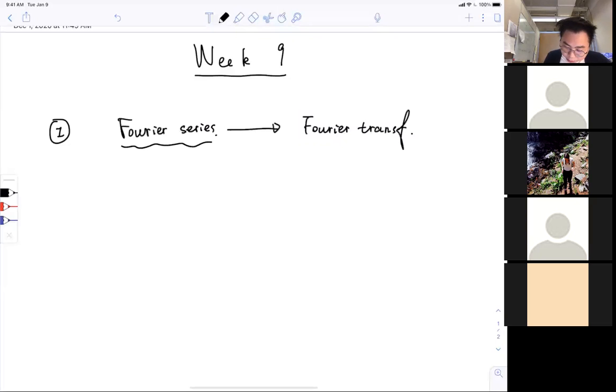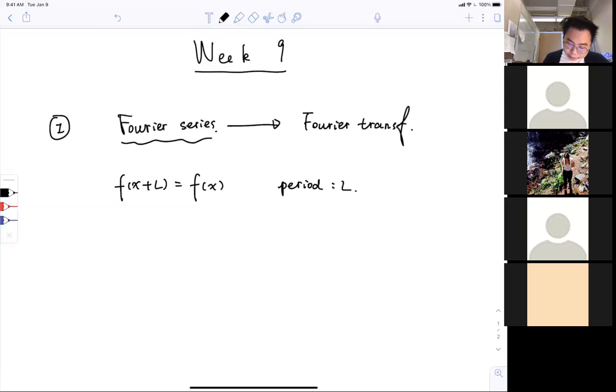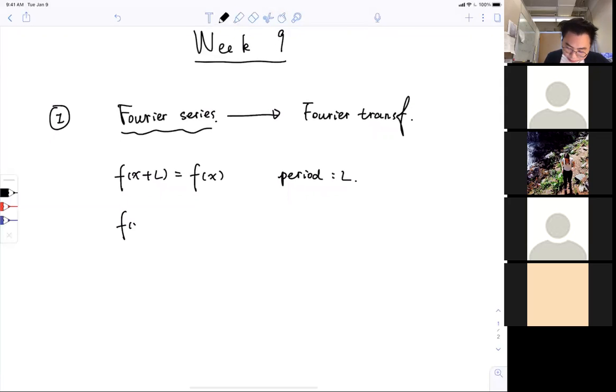Basically, we know if we have a periodical function. So in this case, the period is L. Then we can expand this function using the series, sine, cosine, whatever. So this is what we did in previous class.